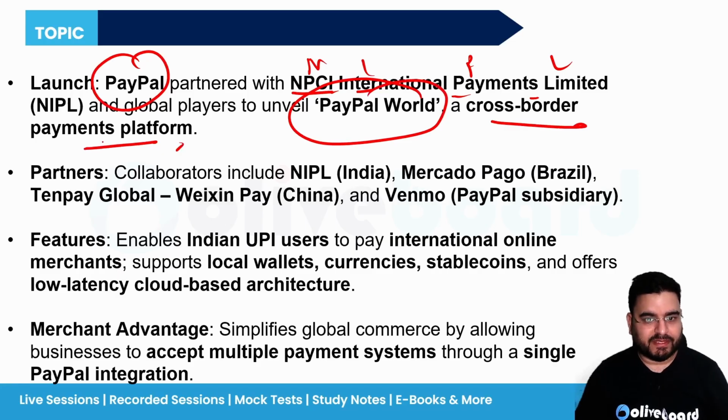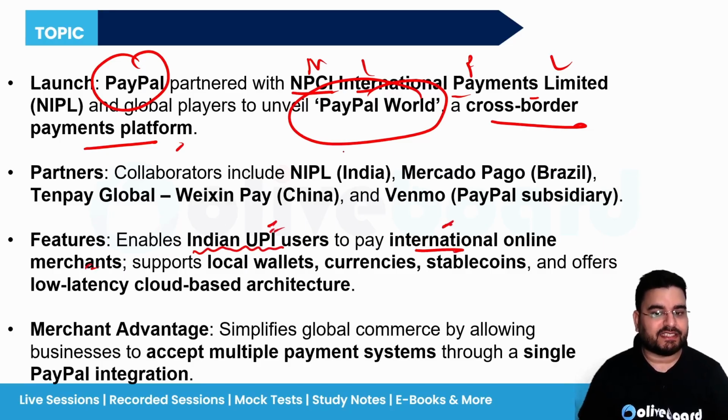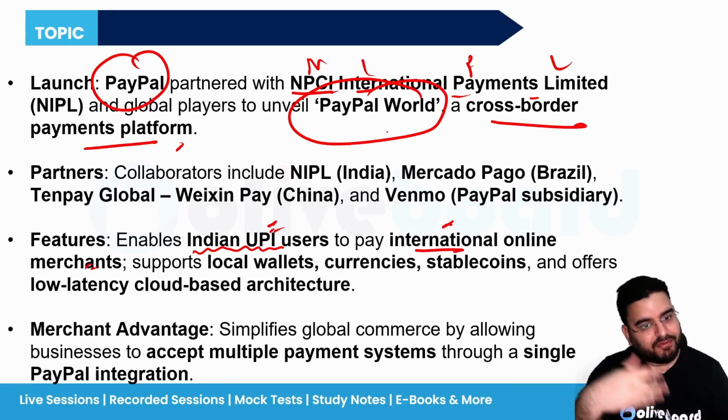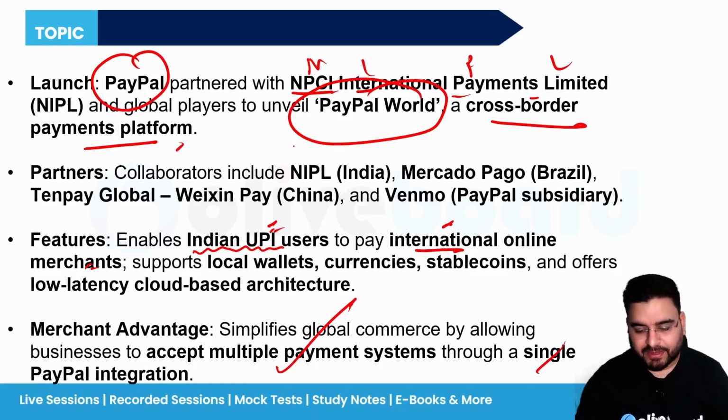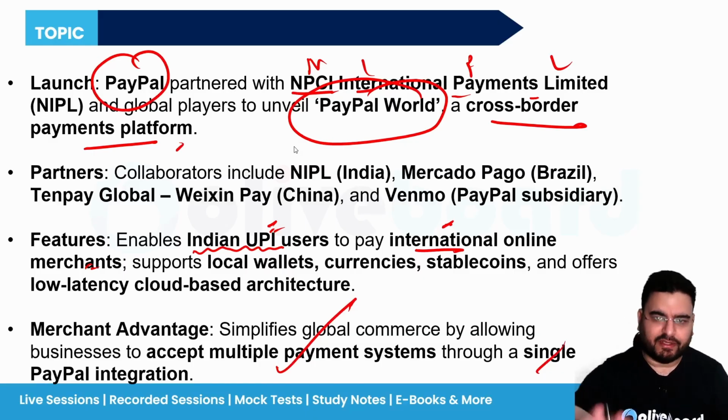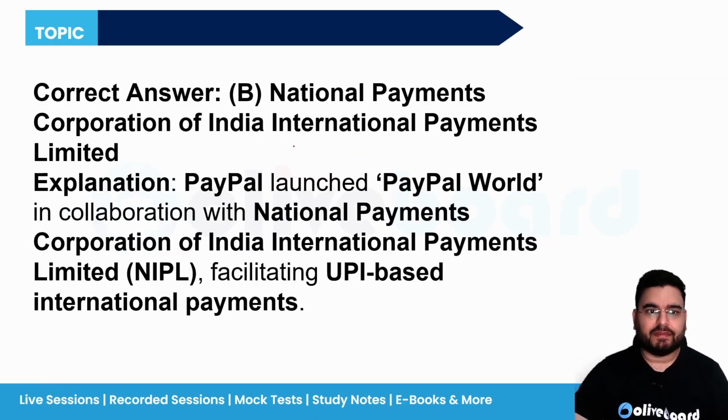Okay, so please remember this thing and see what is the main feature of this. It will enable Indian UPI users to pay international online merchants. Let's say if you have bought something from the USA, you can use your own app for international payment also. Got it? So it will help in accepting multiple payment systems with a single PayPal integration. Got it? So just remember the names, that is more than enough. NIPL and PayPal, PayPal World. Three words you have to remember.